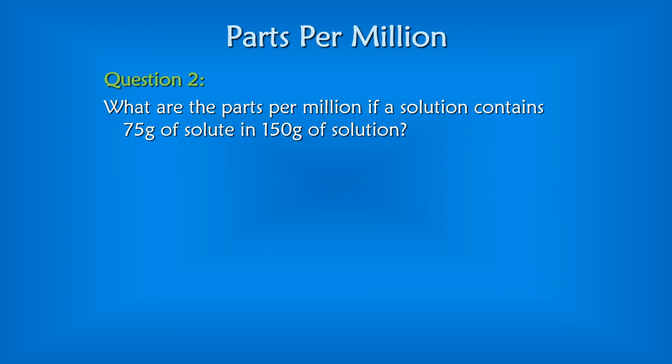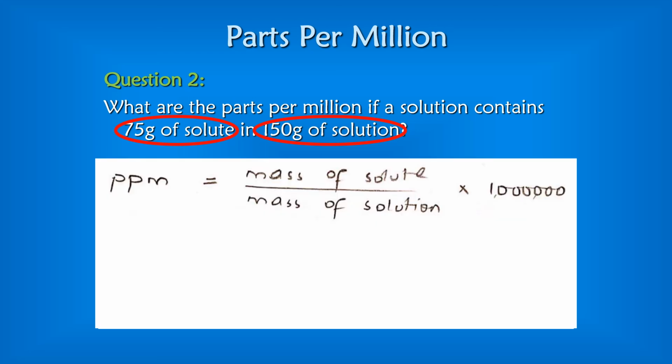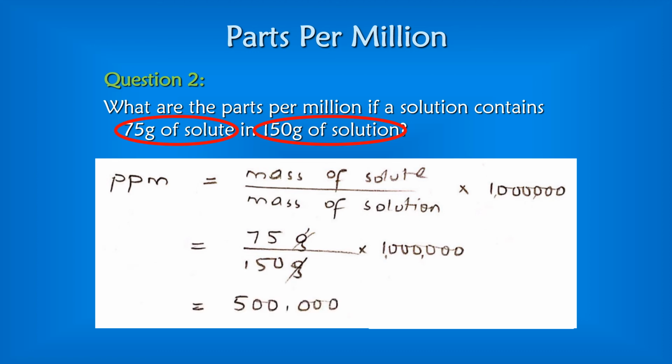Here's another question. What are the parts per million if a solution contains 75 grams of solute and 150 grams of solution? We are given the mass of the solute and we are given the mass of the solution. Once again, everything is pretty simple. We start off by writing the equation, copy this down from Table T, and then plug in the numbers. The mass of solute is 75 grams, the mass of solution is 150 grams, and then we times that by 1 million. Now when you do the math, this is what you get.